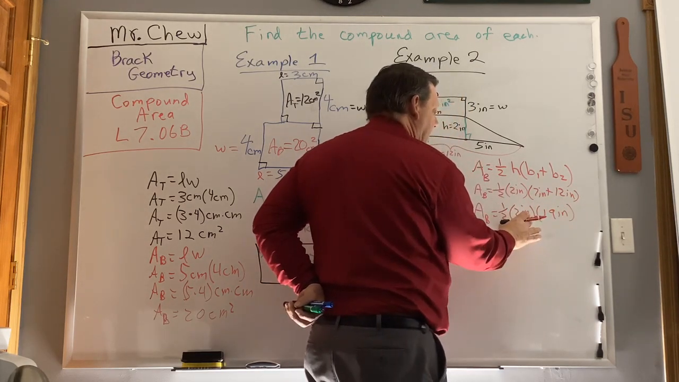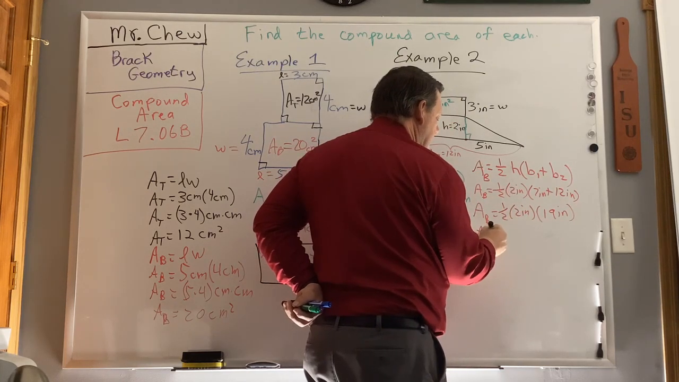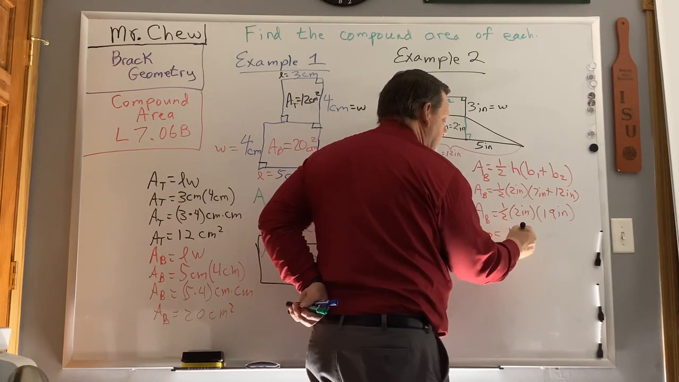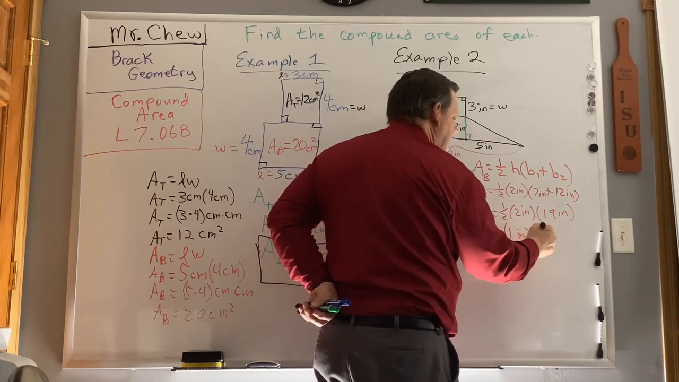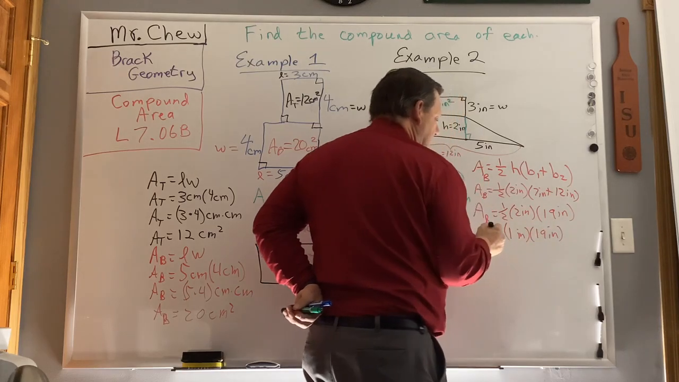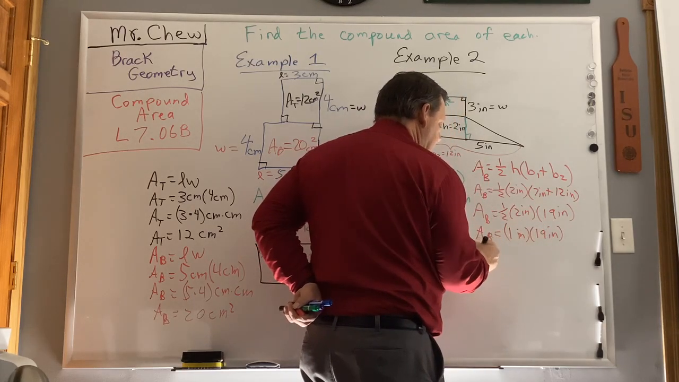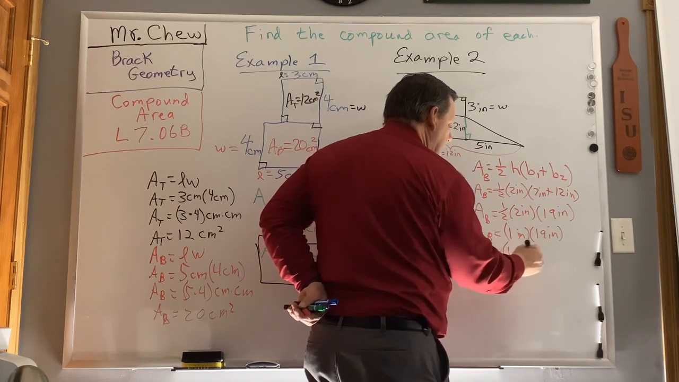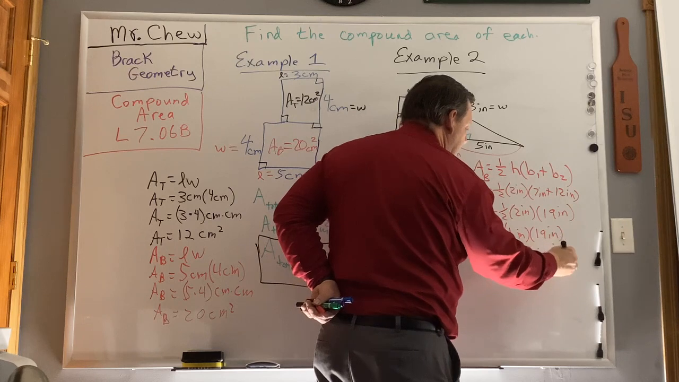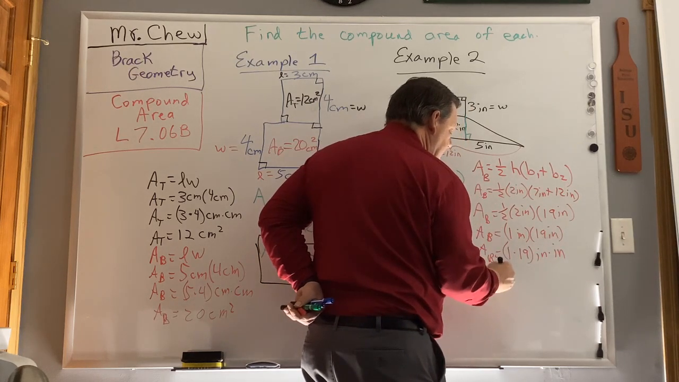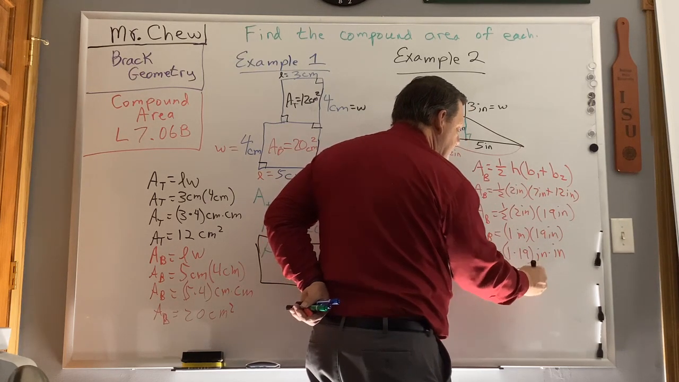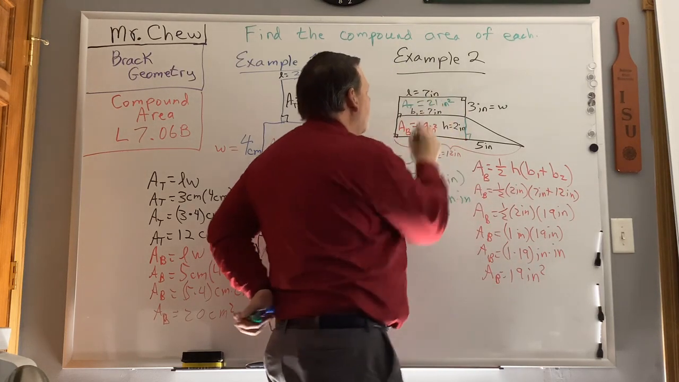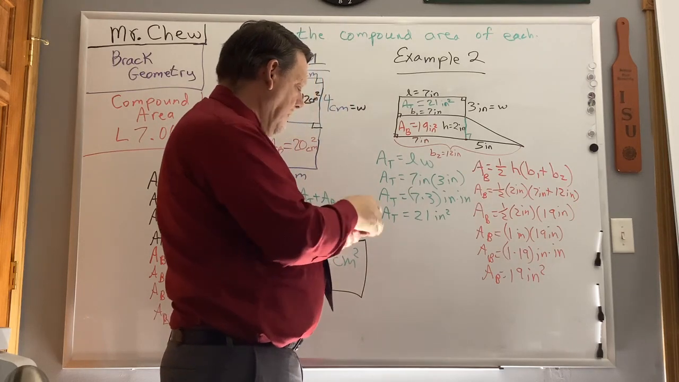Now we're going to multiply left to right. 1/2 of 2 inches is 1 inch. One inch times 19 inches. Inches times inches, doing it the same way I did over here. Some people can skip these steps. It's 19 inches squared. All right, so now I have the two individuals. So now what do? I'm going to add them up.